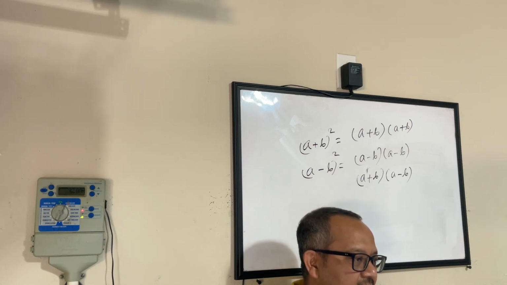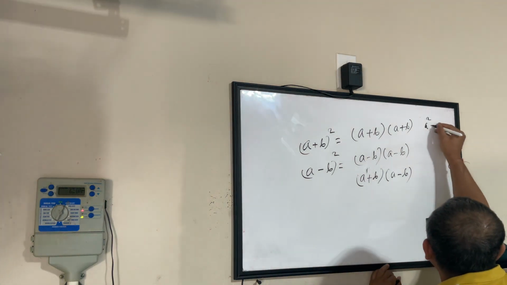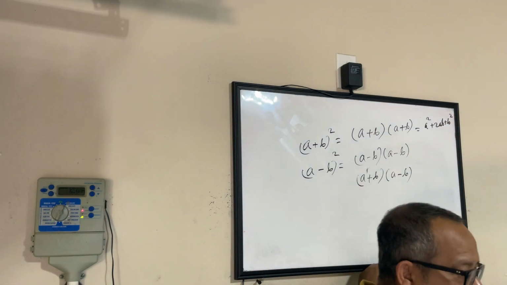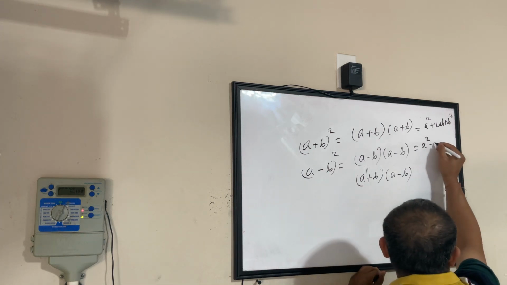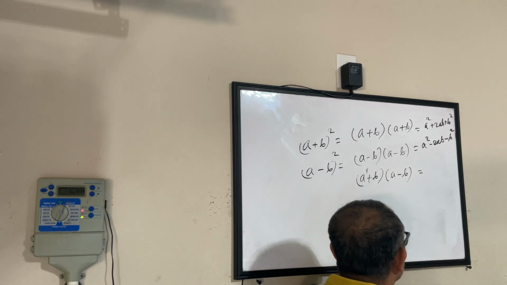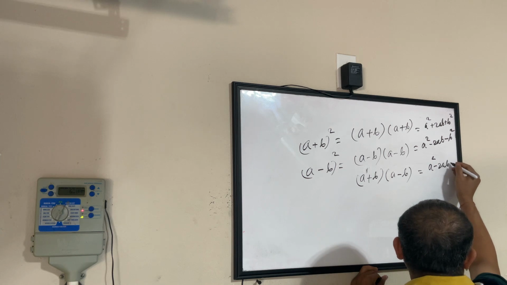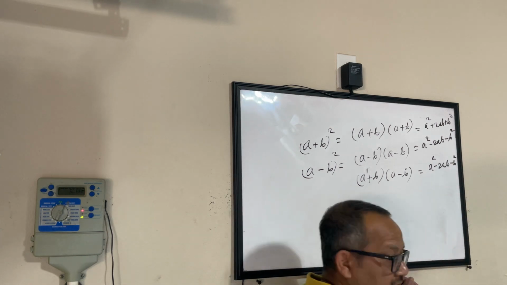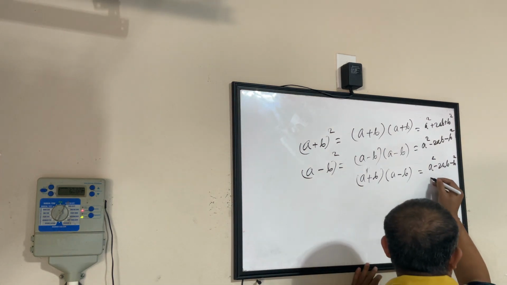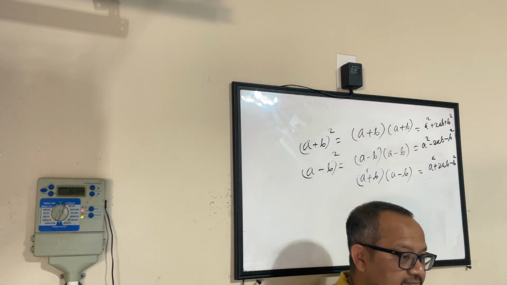Yes, Arav. For the first one, I got a squared plus 2ab plus b squared. Okay. For the second one, I got a squared minus 2ab minus b squared. Minus b squared? Yeah. Okay, how about the third one? I got a squared minus 2ab minus 2 minus b squared. Okay. There's a plus on the a squared plus 2ab here.